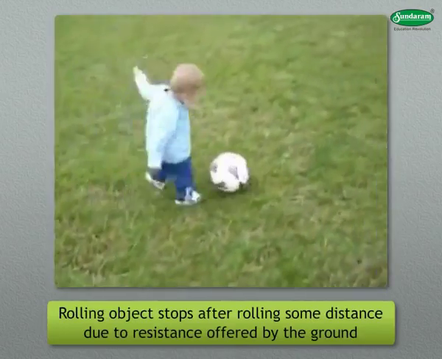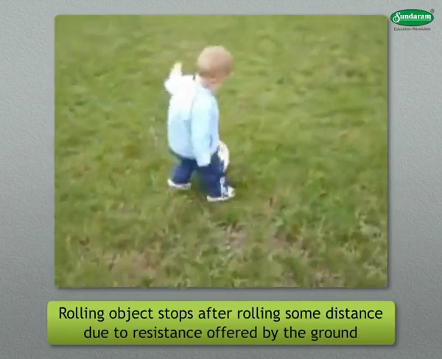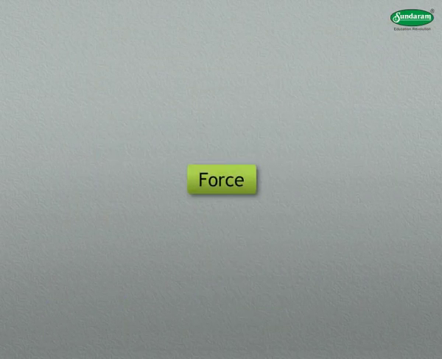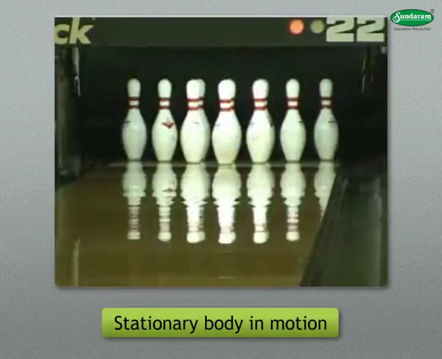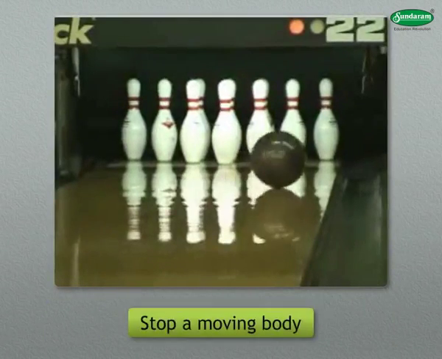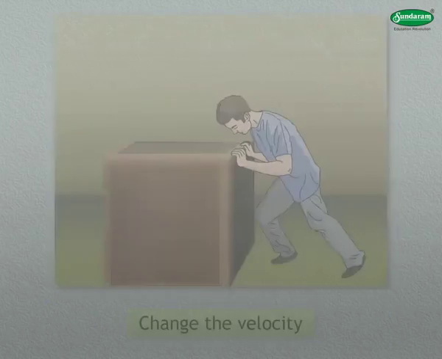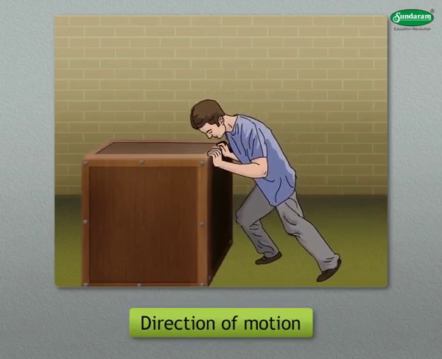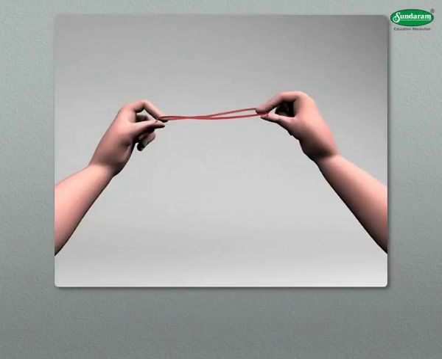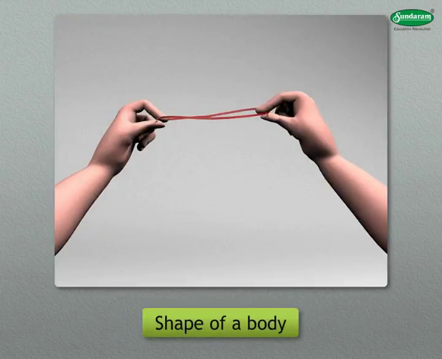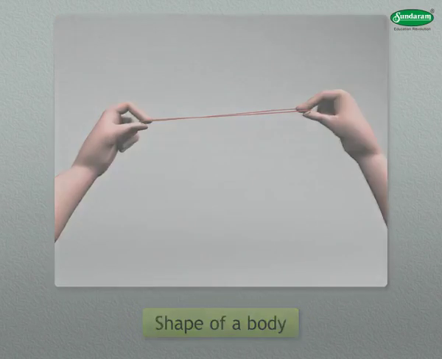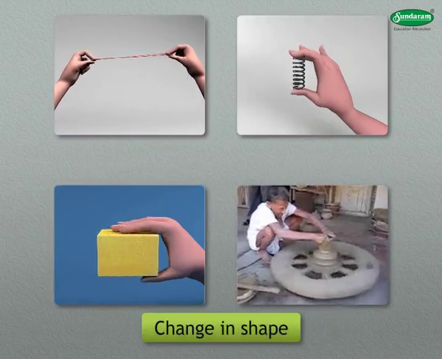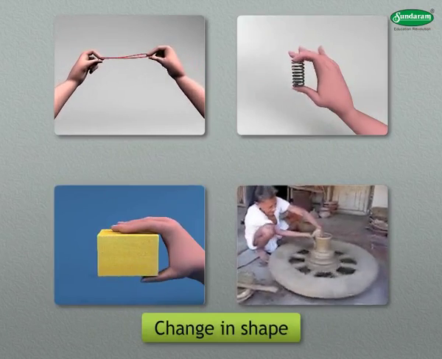Even a rolling object stops after rolling some distance as resistance is offered by the ground. Force is required to put a stationary body in motion or to stop a moving body. Force also can be used to change the velocity of an object or direction of motion. The force also can change the shape of a body. When we apply a force on a rubber band, spring, sponge, or mud, the change in shape can be observed.